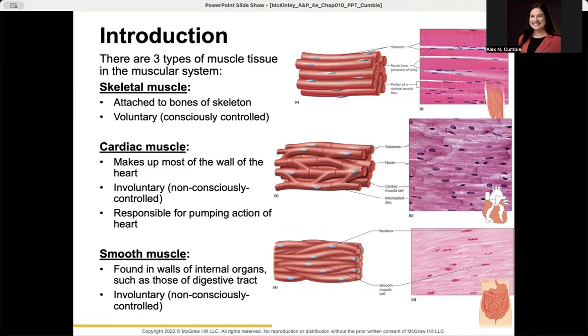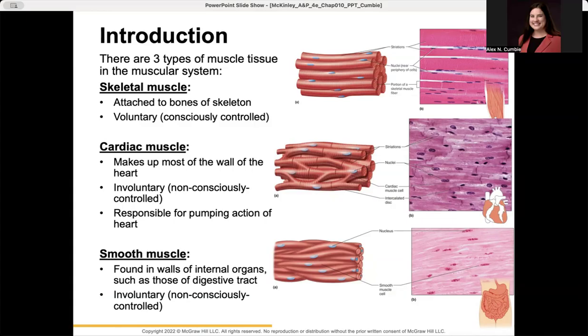Skeletal muscle being what is most commonly studied, and it does go along with the skeletal muscles that you are learning in lab. Skeletal muscle is the one that is attached to the bones of the skeleton, which is why it's so named. It is considered voluntary, which means that we can consciously control and send signals from our control center, the brain and spinal cord, to these muscles so that they move.